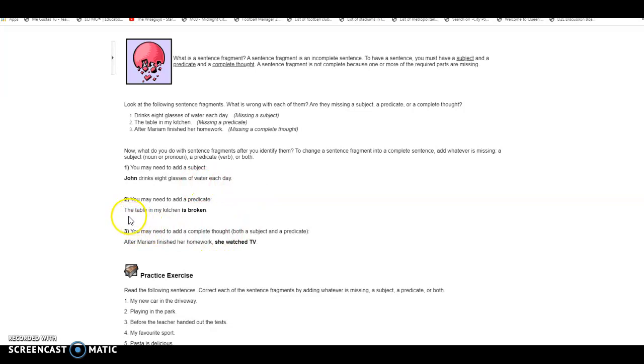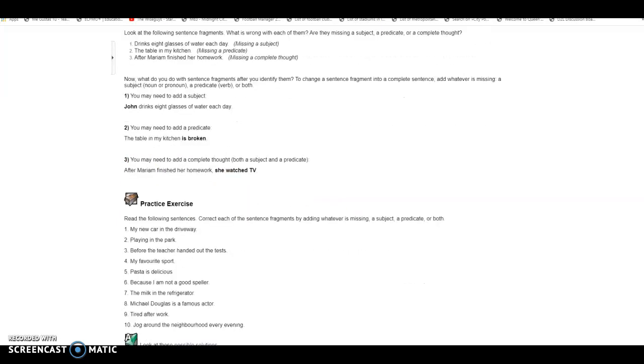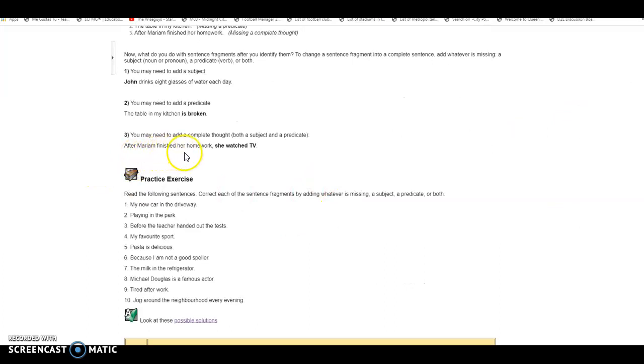In number 2, we have "the table in my kitchen is broken." So we've added in a verb, is, and is broken is our complete predicate. And so we've completed that sentence. We now have a subject and a predicate. And the third example is "after Miriam finished her homework, she watched TV." So we've added a complete thought here with a subject and a predicate, she watched TV, which finishes this incomplete thought. So again, you either have to add a subject, a predicate, or both.